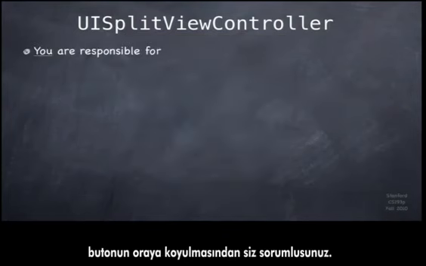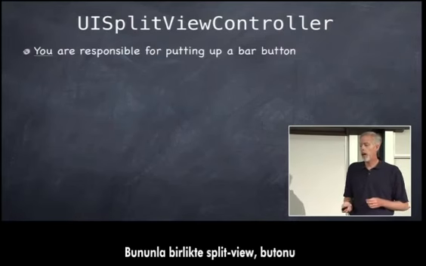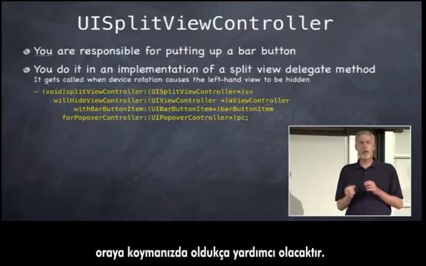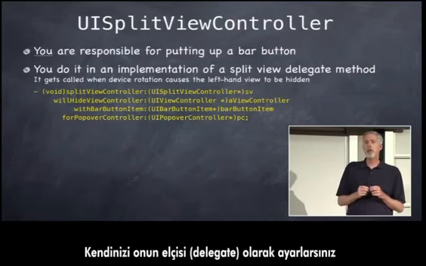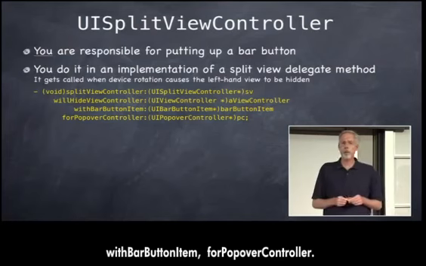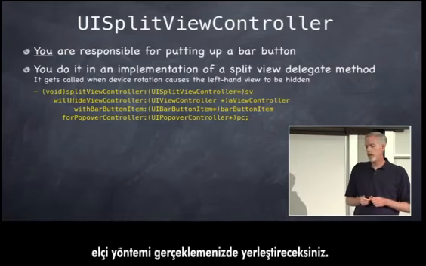The answer to the question is you are responsible for putting that button there. That doesn't happen automatically. However, the split view is going to help you enormously to put that button there. You're going to set yourself as its delegate, and it's going to send you this nice delegate method, split view controller will hide view controller with bar button item for popover controller. And in your implementation of this delegate method is where you're going to put that button up there.